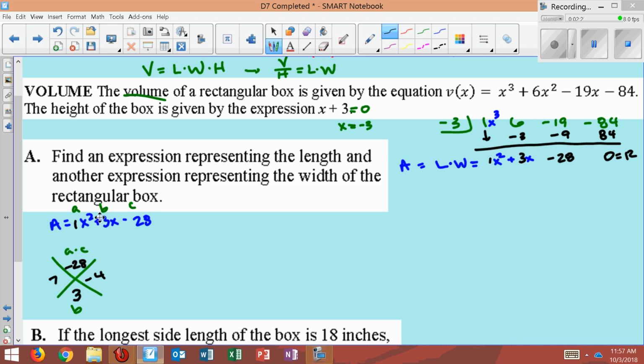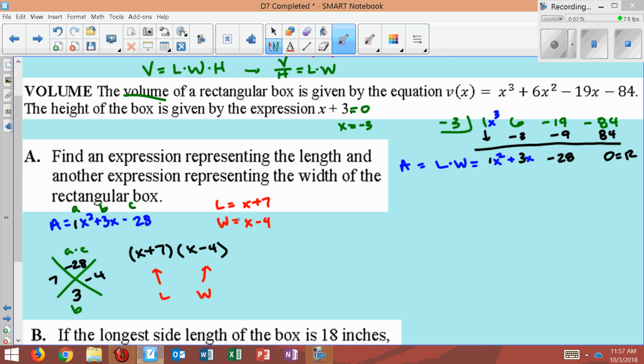So I take my first term, I split it, and so this means I have x plus 7 and x minus 4. Now I typically think of the length being bigger, so I'll just say this is my length, and I'll say this is my width. The reason it's bigger is because this x value will be added 7, this one will be subtracted by 4. So we'll say length is x plus 7, width is x minus 4. These here will be my answers for part A.